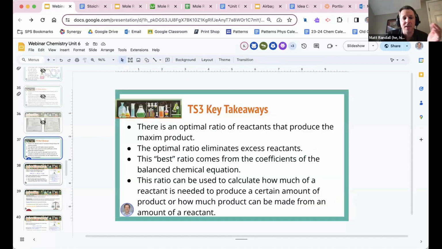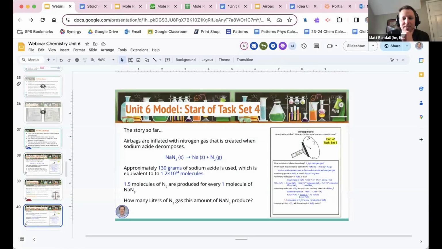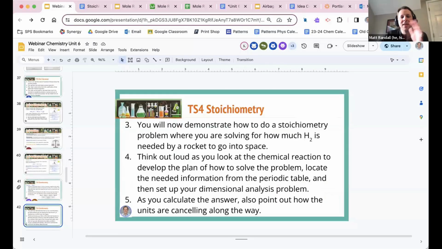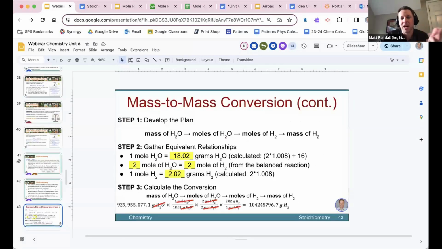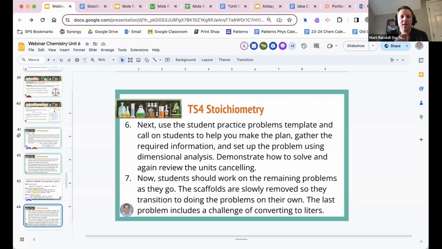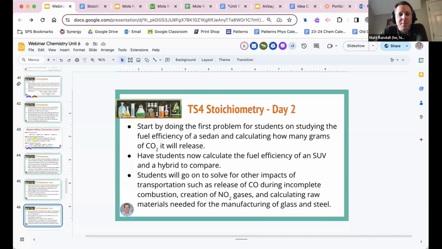And then after, oh gosh, I went back to the wrong place. Let me slow down. Okay, so these slides for stoichiometry talk through the document that we just showed you, and then the slides that go along with that. And I'm skipping on purpose.